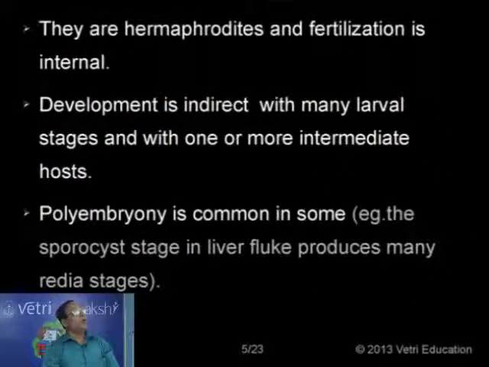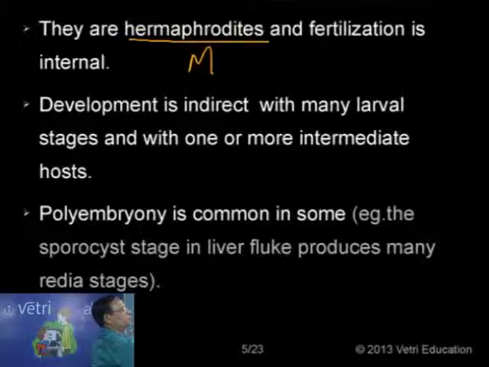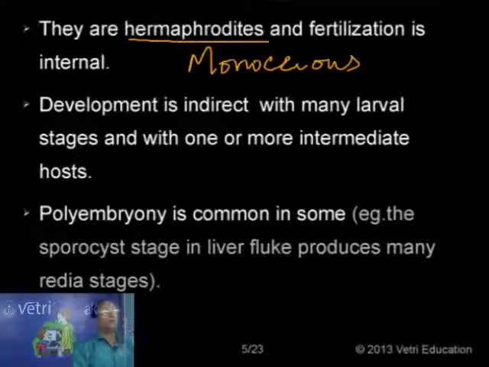Now all the animals are hermaphrodite. They are actually monoecious organisms. So we are using the word hermaphrodites, bisexual, or monoecious. So I will come back once again. Now, actually, the flame cells are responsible for excretion as well as osmoregulation.